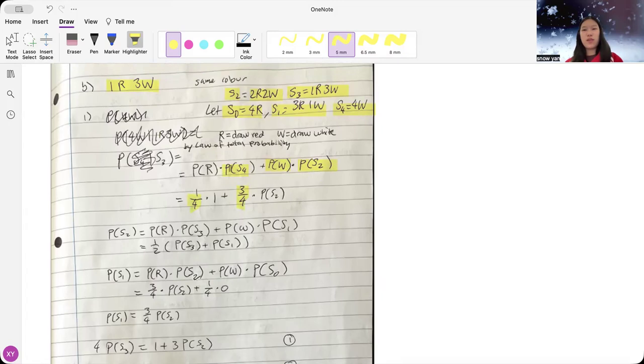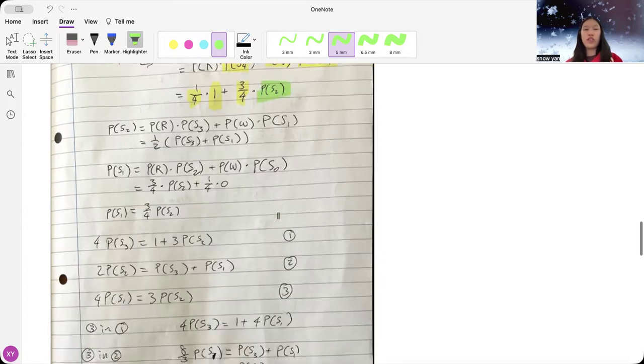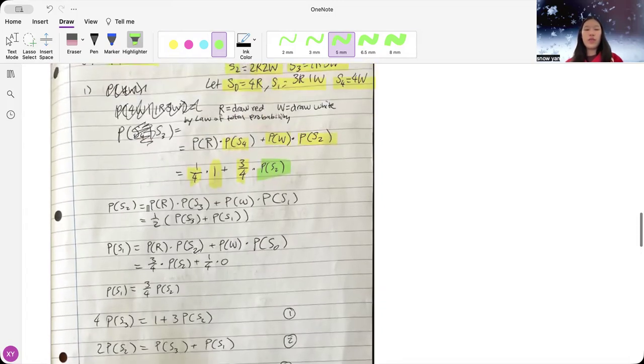I know PS4 because that's the ending state I want to be in, where it's all 4 whites. So this is just a successful case, so it's 1 for sure. For PS2, I don't know what that is, so I'm just going to leave it here, and this is what I'm going to try to solve for as I list out all the other relationships. I do the same thing for PS2, PS1, and PS3. I list out what's the case when it's red, what's the case when it's white, and then get to the other state.